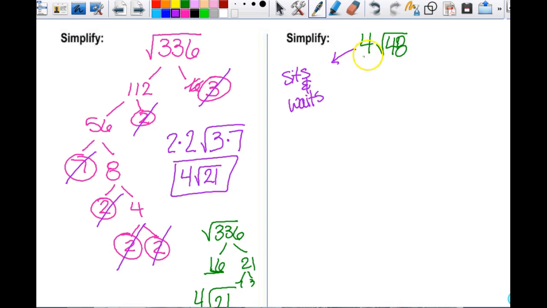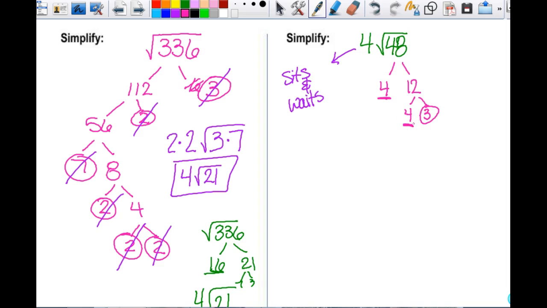So this guy's going to just sit and wait, and I'm going to work on this 48. So I'm going to use 4 and 12. I could use 6 and 8. I could use 16 and 3, because 16 and 3 is going to get me there quicker. But you're not always going to recognize that, and that's okay. But I got 4 and 12. Well, 4 is a perfect square, so I'm going to leave it alone. I'm not going to split it up anymore. 12, I could do 2 and 6, or I could do 4 and 3, right? 4 is a perfect square.